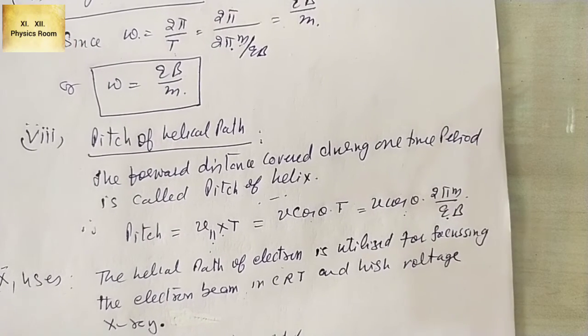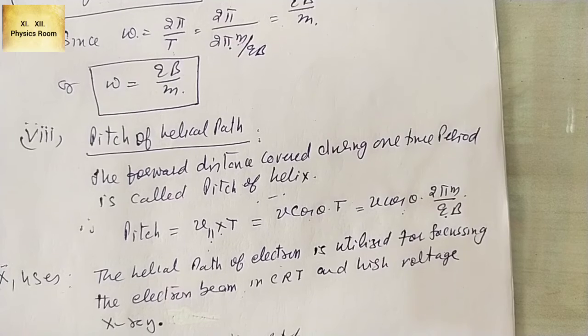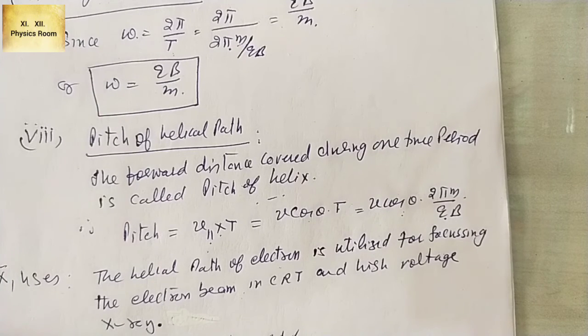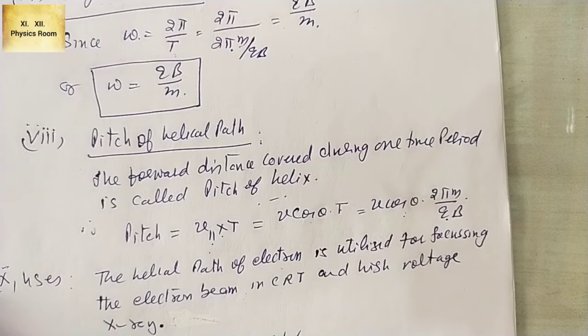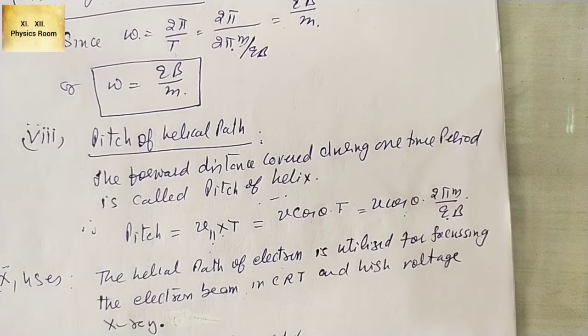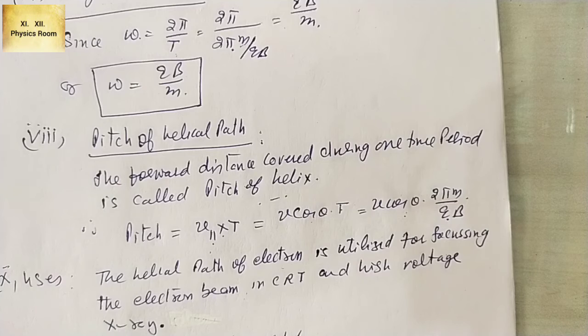Here we finish with the topic, motion of a charge in a uniform magnetic field. Three cases we have discussed. In the first case, when a charge enters the field at right angle to the field, it describes a circular path of radius r equal to m v by q B.